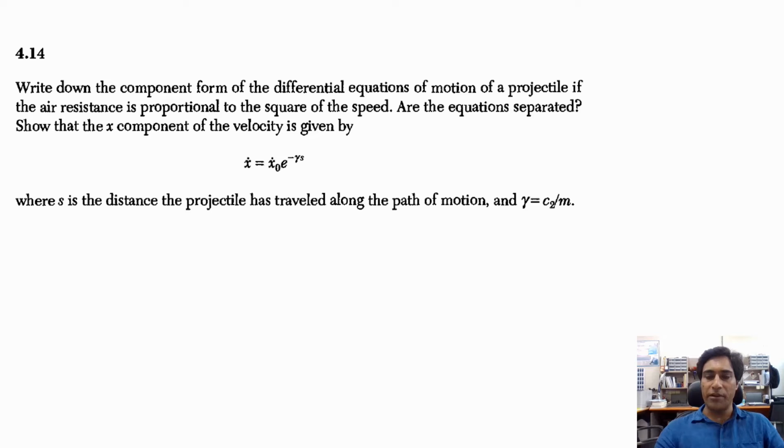Are the equations separable? Show that the x component of the velocity is given by this. So we have to show this x component of the velocity. In this equation, s is the distance the projectile has traveled along the path of motion, and gamma is equal to c2 over m.